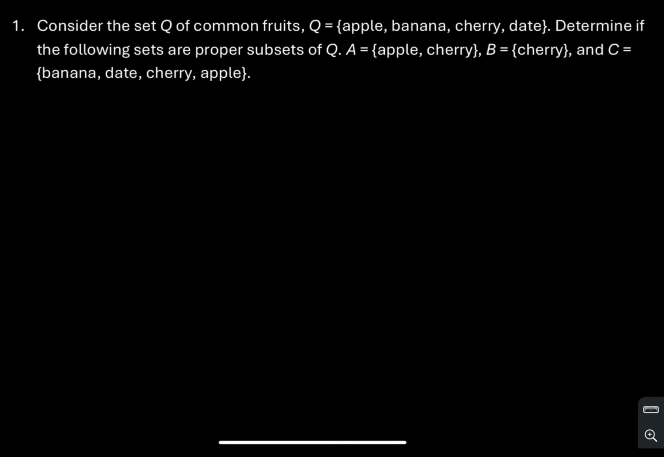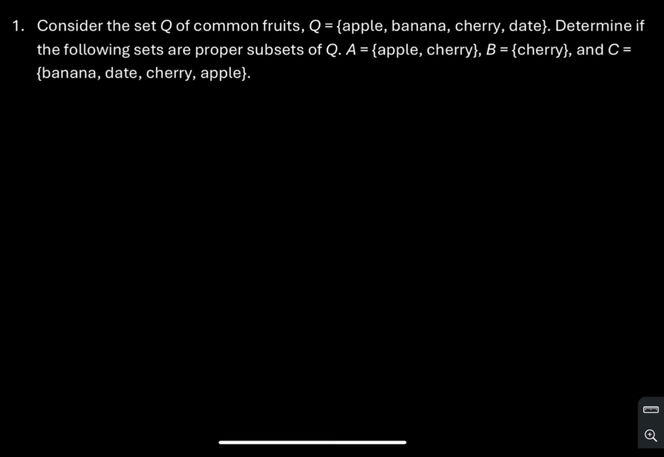In this video, we'll be learning about proper subsets. So for this first problem, it says consider a set Q of common fruits. So we have Q has the elements apples, bananas, cherries, and dates. Determine if the following sets are proper subsets of Q.